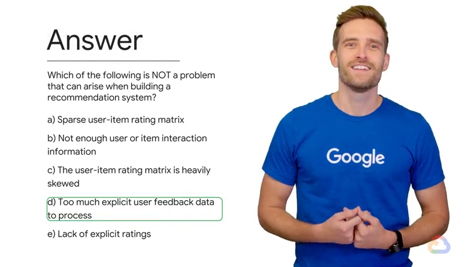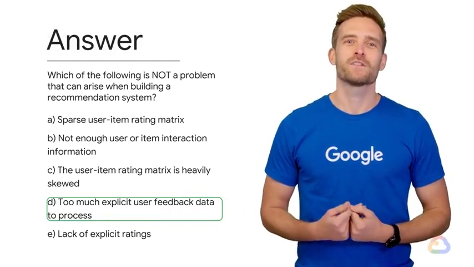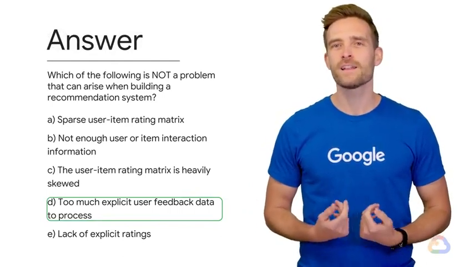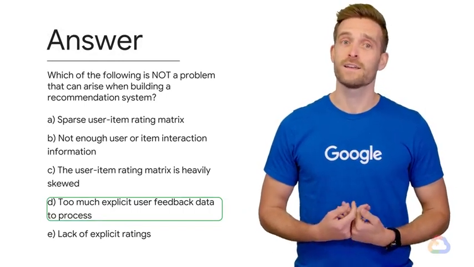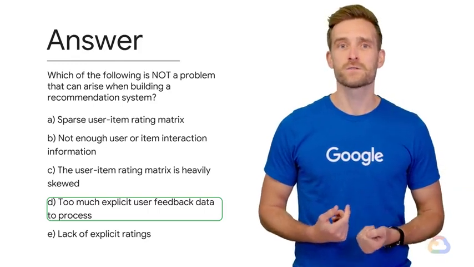That's right. These are all problems that can arise when developing a recommender system, except for D. It's unlikely that we'll have too much user rating data to use. In fact, it's more likely that we'll have a lack of these explicit user ratings to use at all.